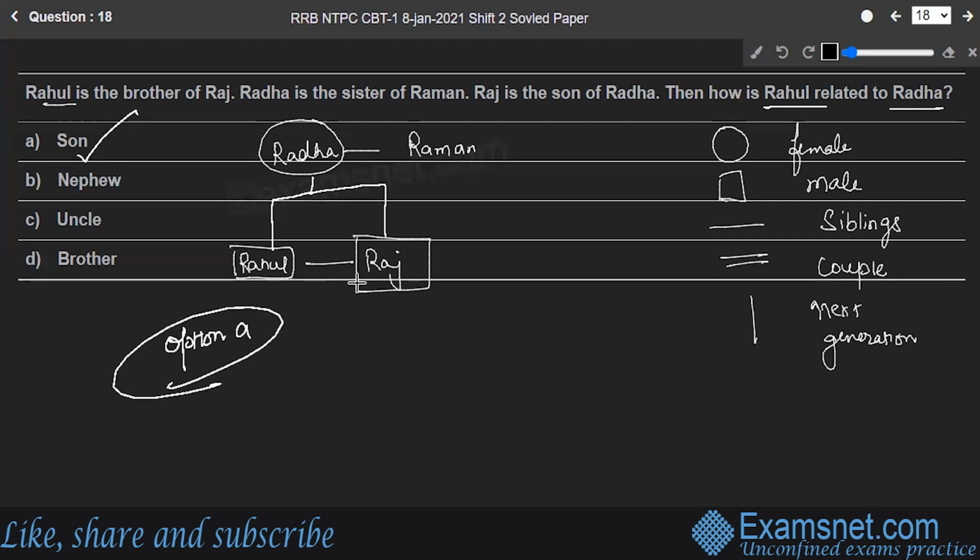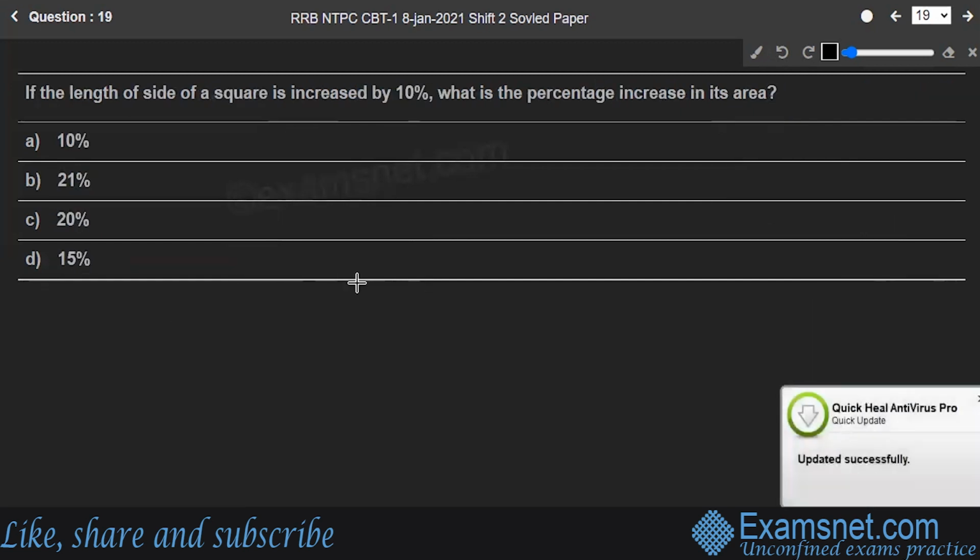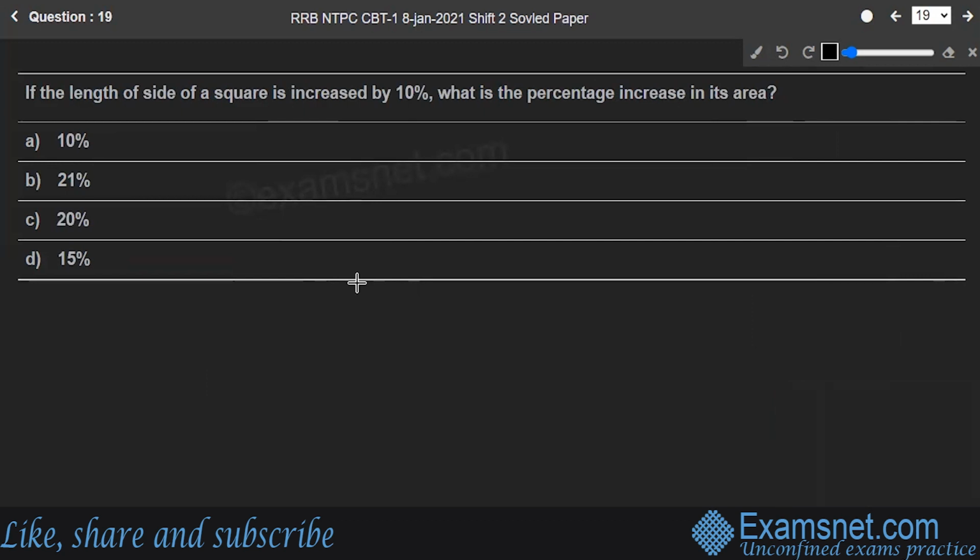Option A is the correct answer. Hope you got that. Next is question number 19. If the length of the side of the square is increased by 10%, what is the percentage increase in its area? You know the formula for the area of the square, it's side square.